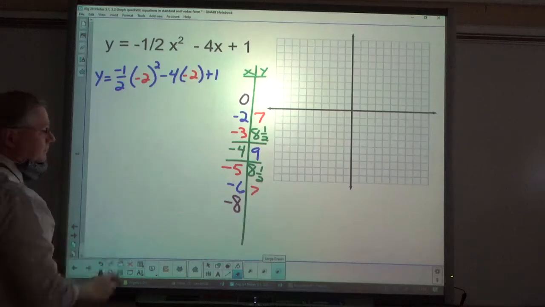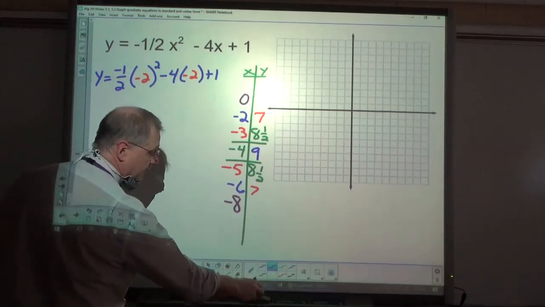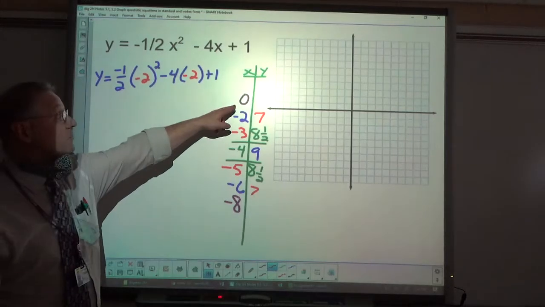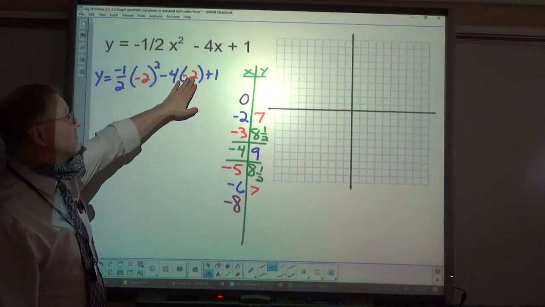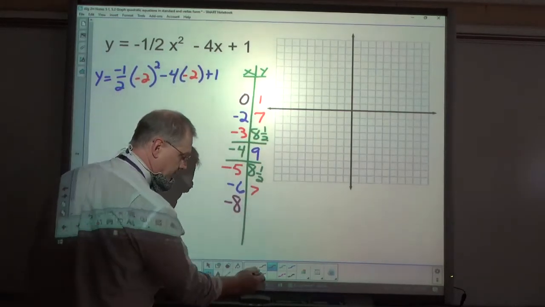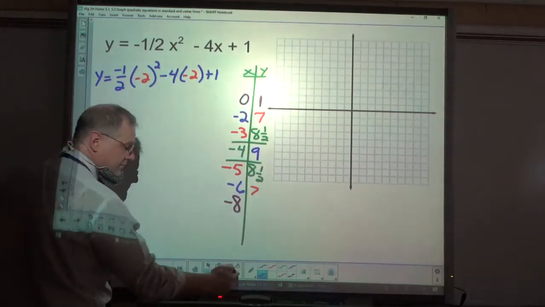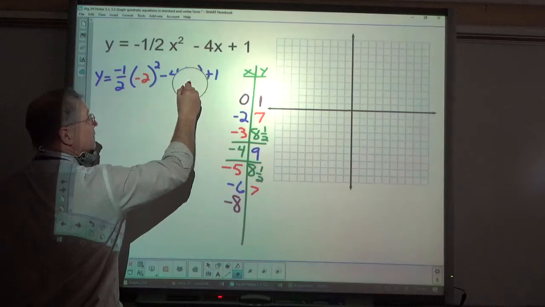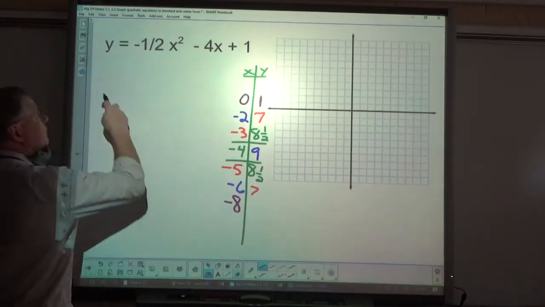Let's do another value. This time, if I put 0 in, 0 squared is 0 times anything is 0, so I'm just going to get a 1 there. All right, so let's do -8. Since we know, ooh, well, too late. Let's just do that.